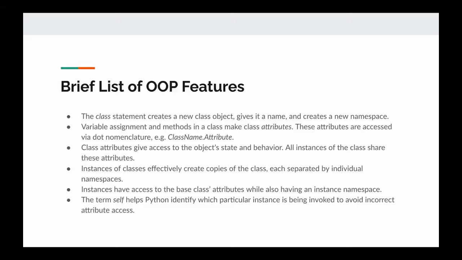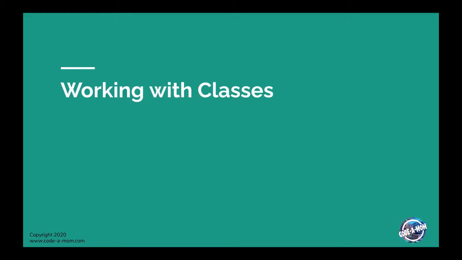In Java, I think it's called this. Other object-oriented languages have different ways of identifying what instance is calling the class. In Python, it happens to be self. Alright, so let's actually look at some code and see what we've been talking around for the last couple of minutes.